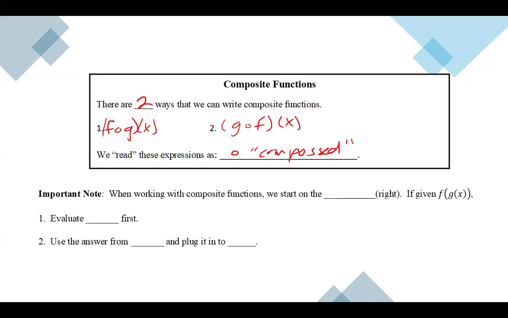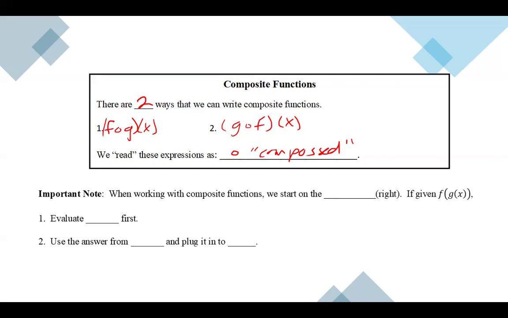Okay. f composed of g of x means that I am taking g of x and plugging it into f. g composed of f of x means that I'm taking f of x and plugging it into g. It does not matter how you do it, it's just how it ends up happening. Make sense? Okay. They can also be written in terms of function notation.